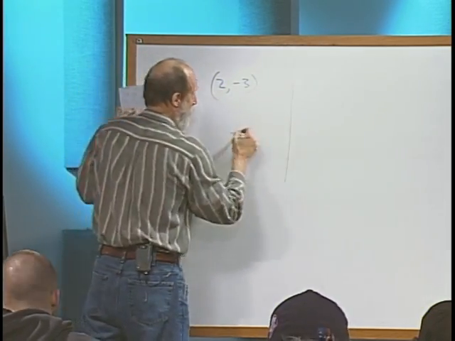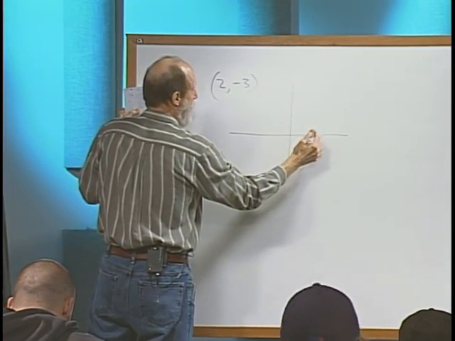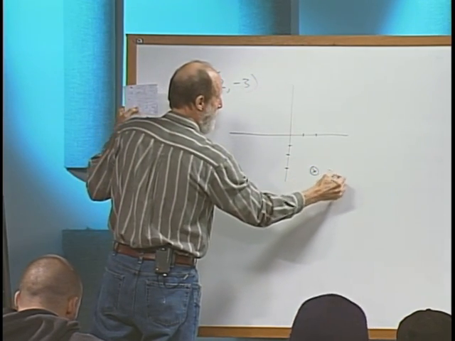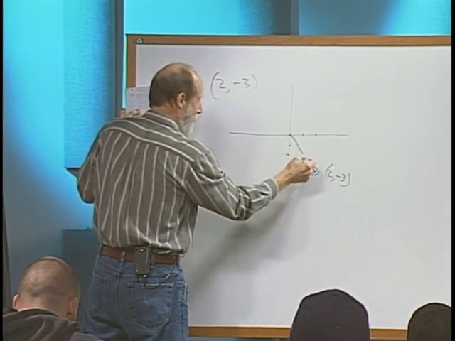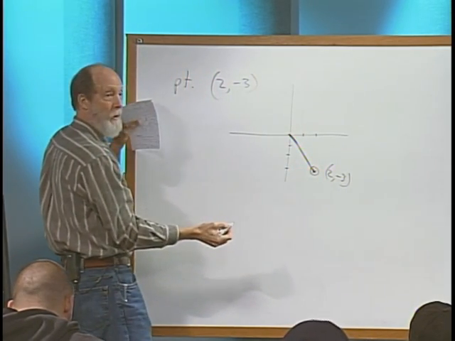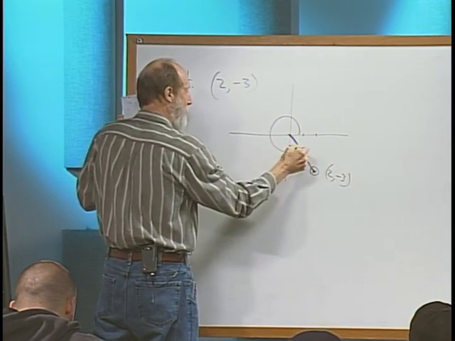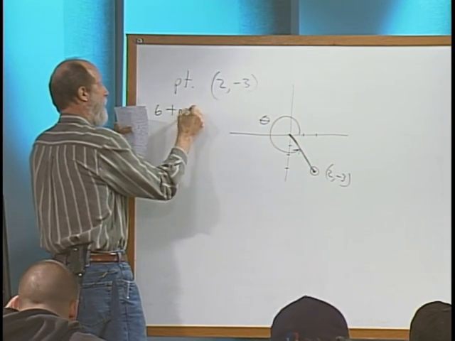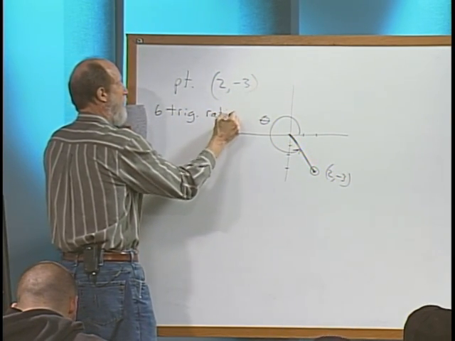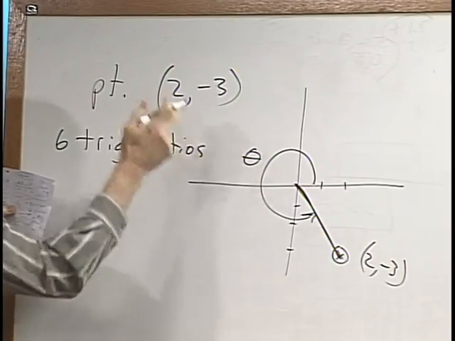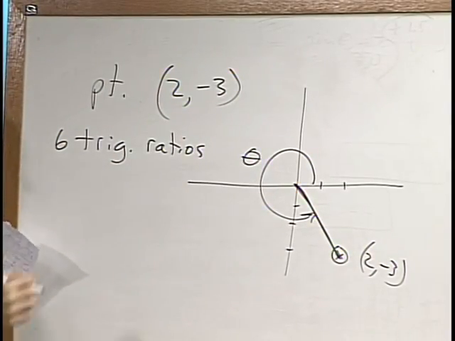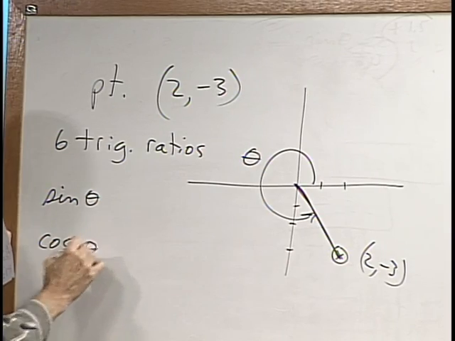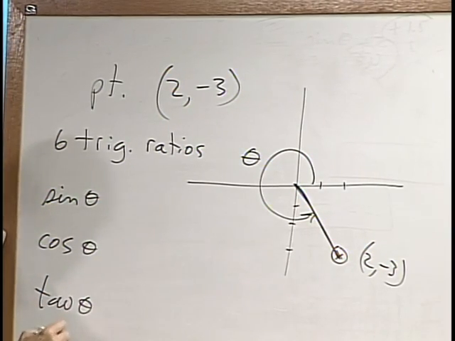First of all, always draw a sketch if you can. (2, -3) would be down here, and here's where the terminal side sits. Our standard angle would then be this angle, and we want the 6 trig ratio values associated with that location. So we're looking for the sine of theta, the cosine of theta, the tangent of theta, and then the other 3.